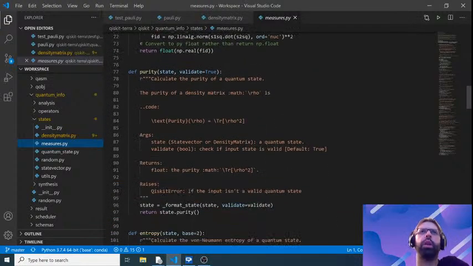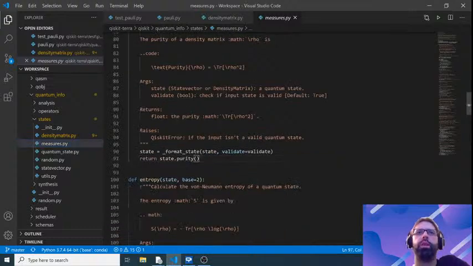Okay, so here you can calculate the purity of a quantum state. So this is probably, yeah, it's a trace of... it returns the trace of the squared density matrix. Okay. And that tells me how pure it is.